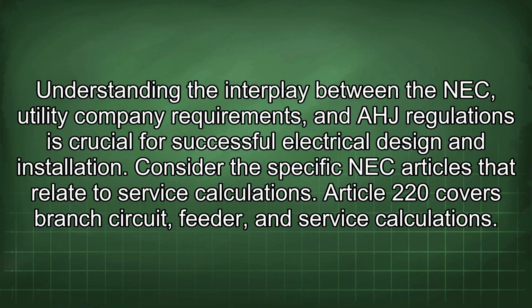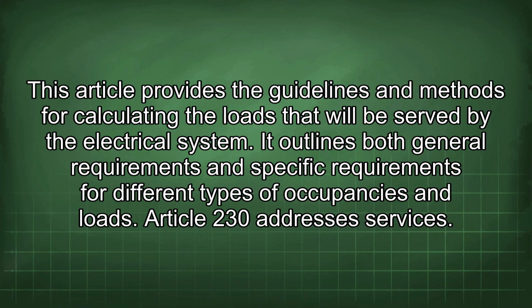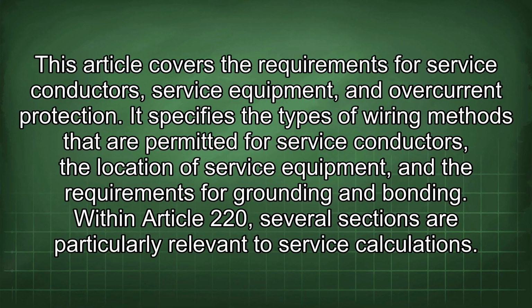Consider the specific NEC articles that relate to service calculations. Article 220 covers branch circuit, feeder, and service calculations. This article provides the guidelines and methods for calculating the loads that will be served by the electrical system. It outlines both general requirements and specific requirements for different types of occupancies and loads. Article 230 addresses services. This article covers the requirements for service conductors, service equipment, and overcurrent protection. It specifies the types of wiring methods that are permitted for service conductors, the location of service equipment, and the requirements for grounding and bonding.